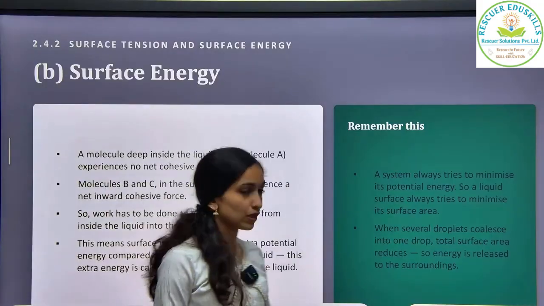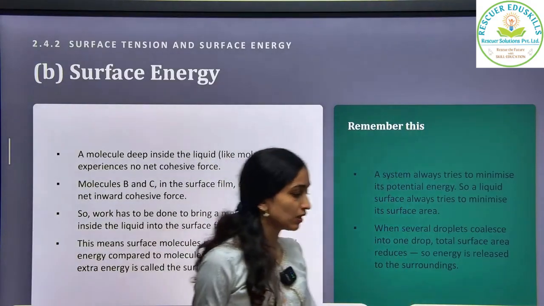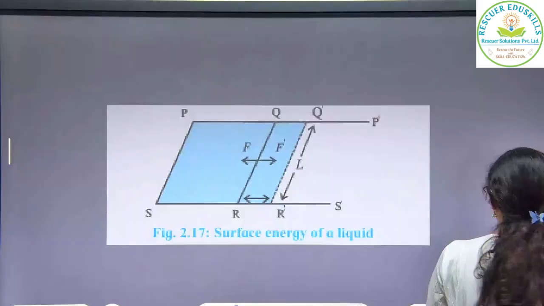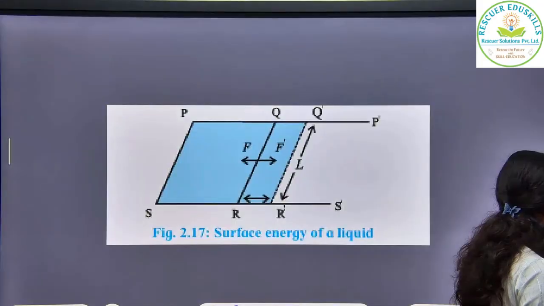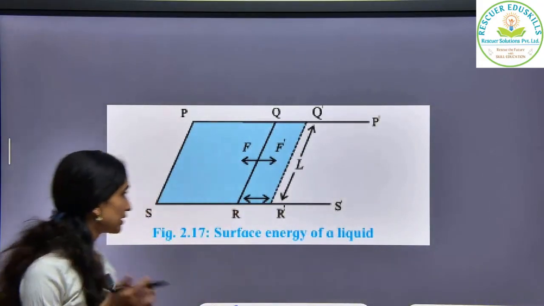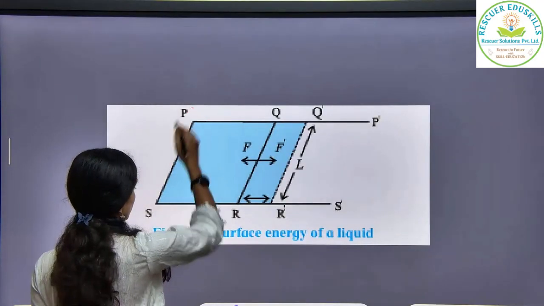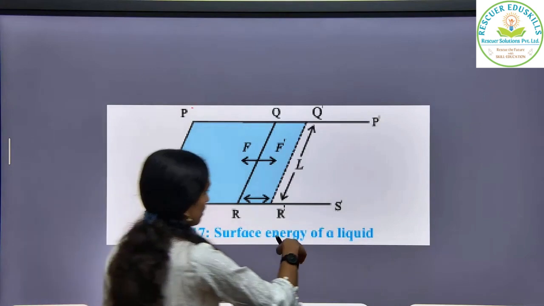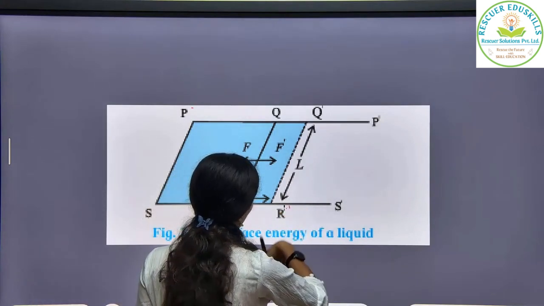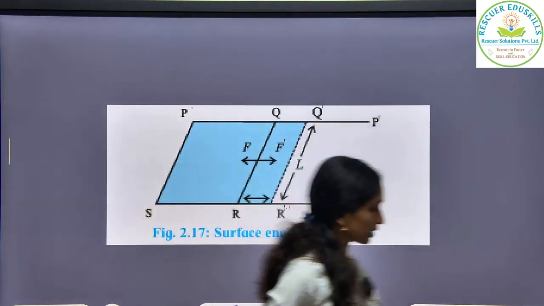Okay, so now let's derive the mathematical relation between surface energy and tension. Let's do this derivation. Before jumping into it, I want you to understand this diagram. What is happening here? This P, S, R dash and Q dash.